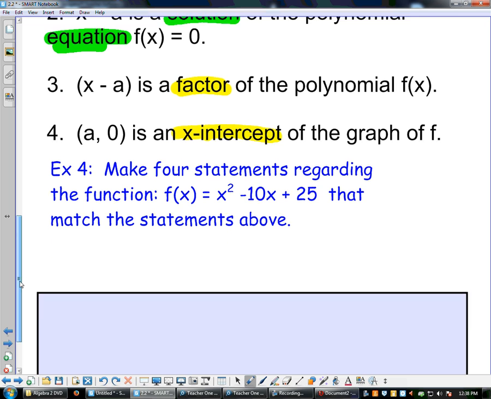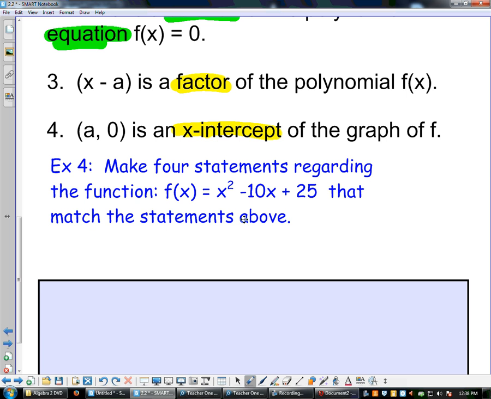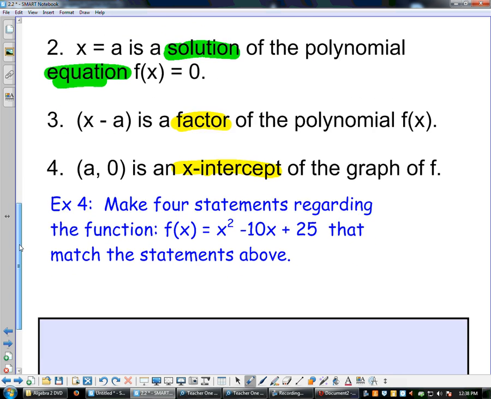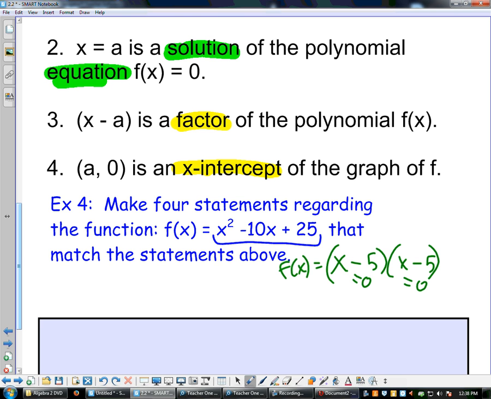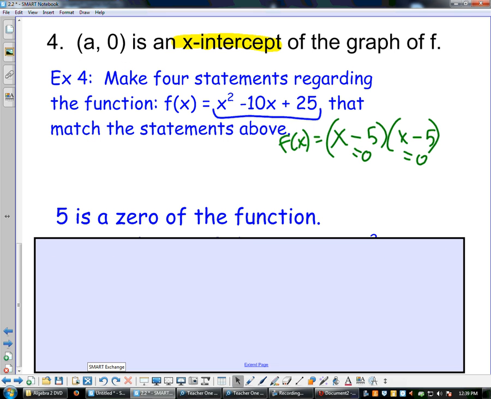All right, so first of all, would you agree that if we wanted to find the zero of this function, what's a zero? Well, can we factor this? What's a factor? x minus 5 times x minus 5, agreed? So I could write my function this way, and if I set these equal to 0, I get x equals 5. So x equals 5 is a zero of the function, right?